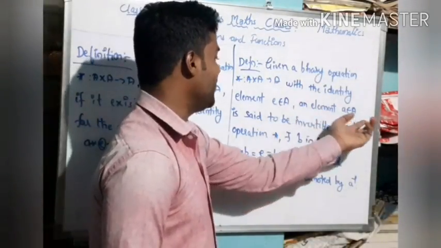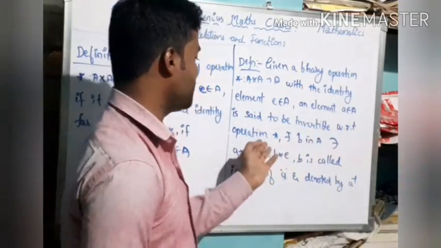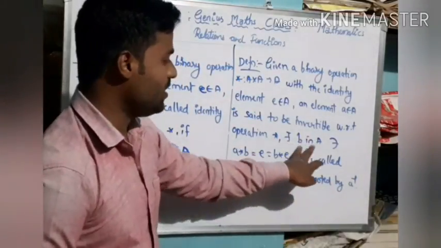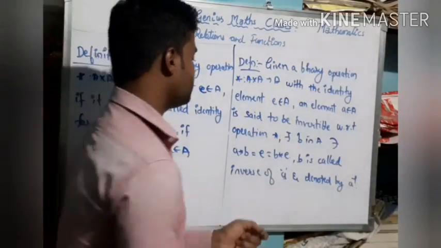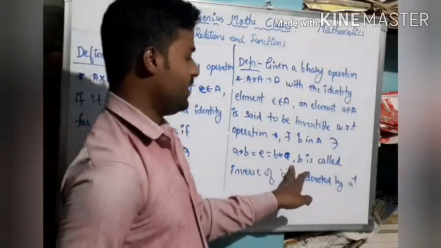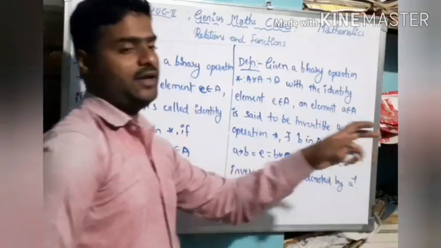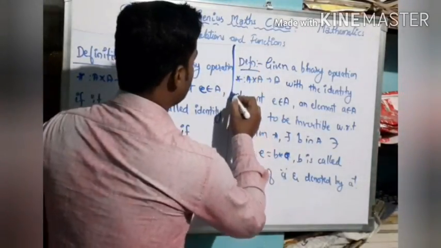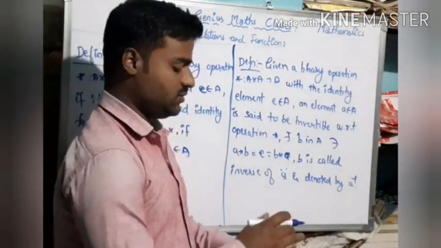An element A belonging to A is said to be invertible with respect to the operation star if there exists a B in A such that A star B equals E and B star A equals E. Then B is called the inverse of A and denoted by A inverse. How is this possible? How will the inverse exist on real numbers?